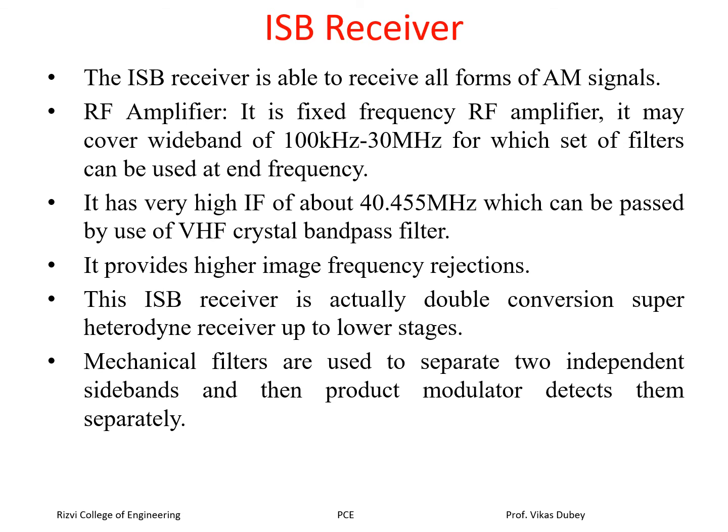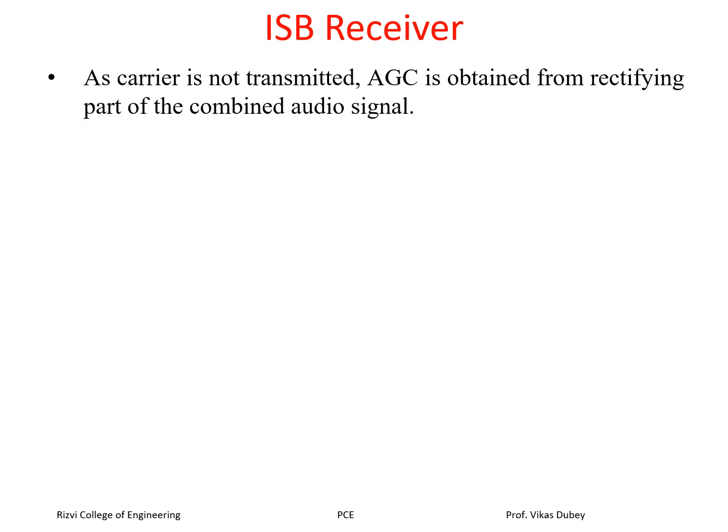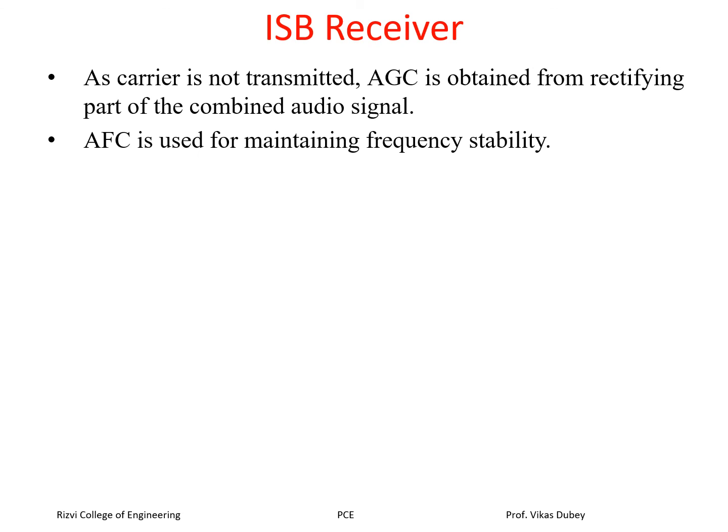Mechanical filters are used to separate the two independent sidebands. We have seen the USB bandpass filter and LSB bandpass filter. These are called mechanical filters, which are used to separate the independent sidebands, and then the product demodulator detects them separately. As the carrier is not transmitted, here we are not transmitting the carrier in ISB. ADC is obtained by rectifying part of the combined audio signal. So when the combined audio signal is rectified, based on that rectification, the ADC is generated.